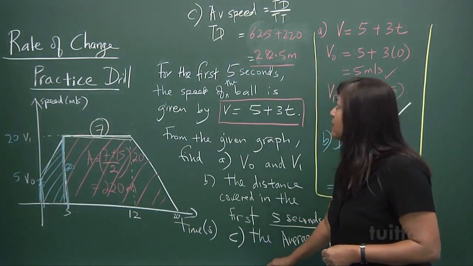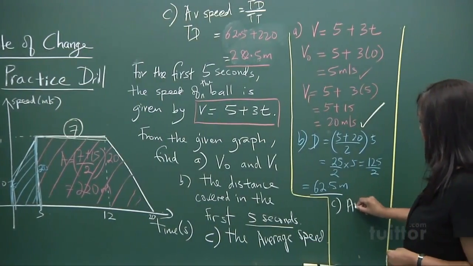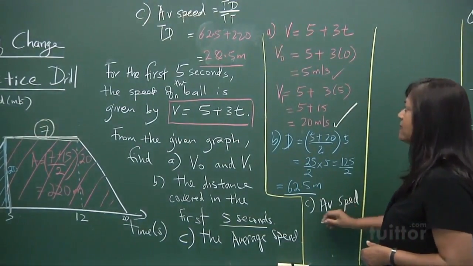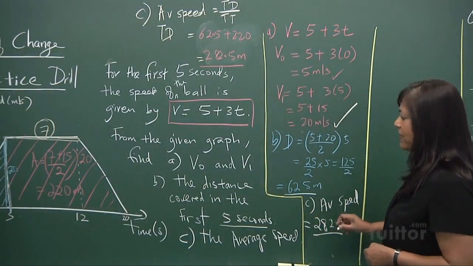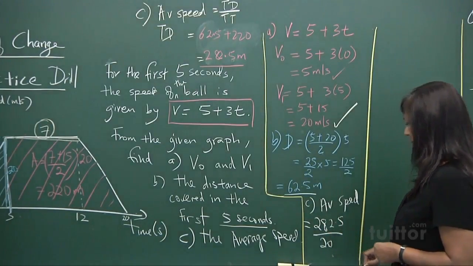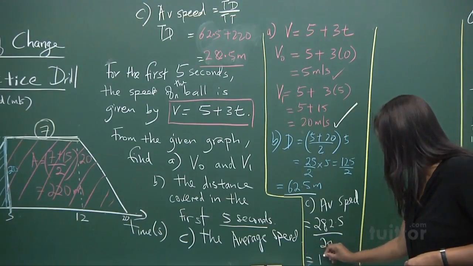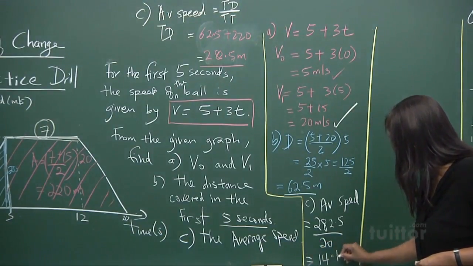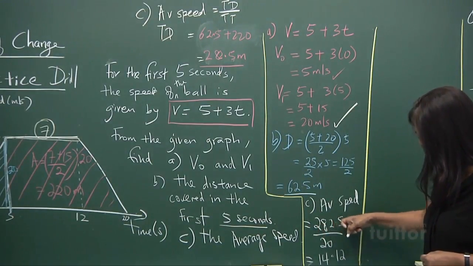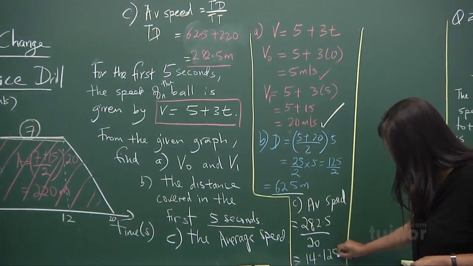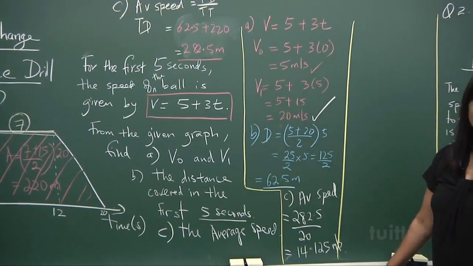Once you've got that, the average speed will be, can you tell me? The average speed equals the total distance, which is 282.5, divided by the total time, 20. So when you divide it by 2, what do you get here? You get 14.125 meters per second. That's the average speed.